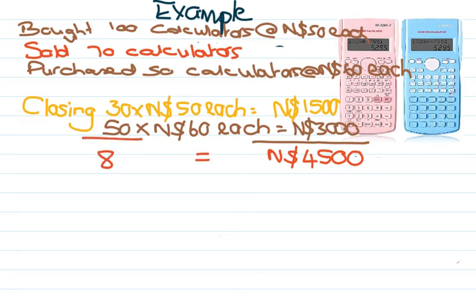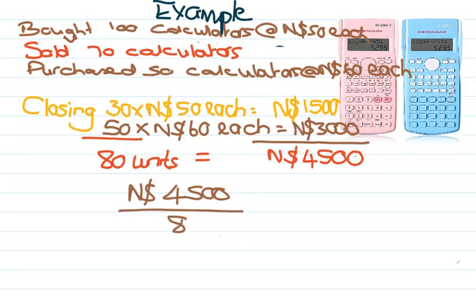For 80 units. So 80 units is worth 4,500. So what is the value of 1 unit? So now I will say 4,500 Namibian dollars is the value of 80 units. So what is the value of 1 unit? I will quickly do that.